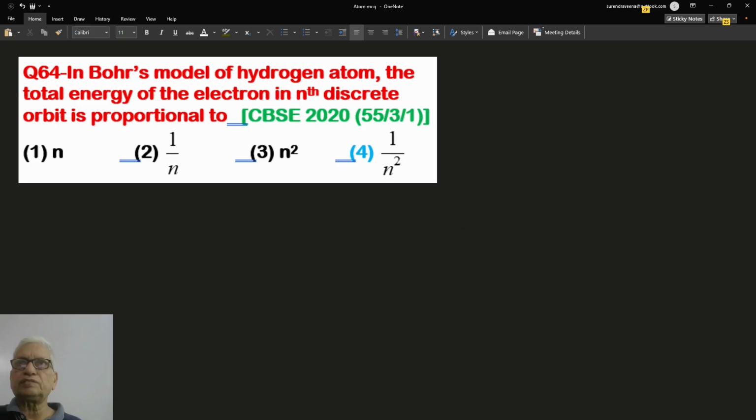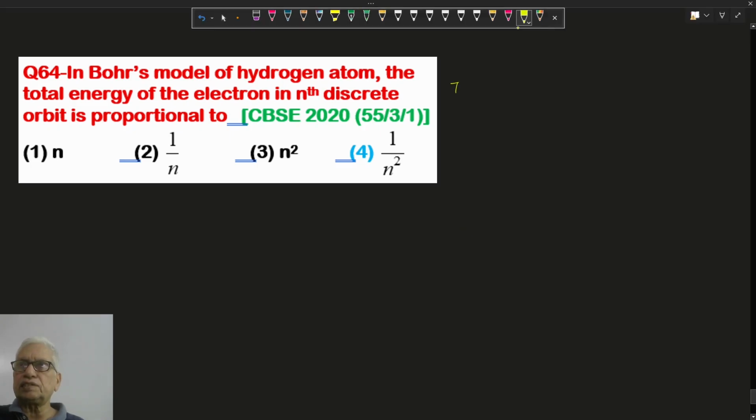In this question we have to find out the total energy, and the total energy is given. The formula here for the hydrogen atom is minus 13.6 upon n square electron volt. So this energy is inversely proportional to n square. It means here this option 4 is correct.